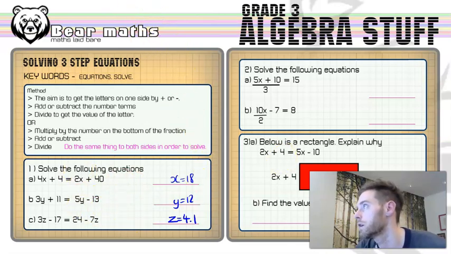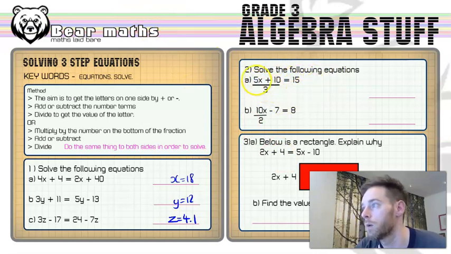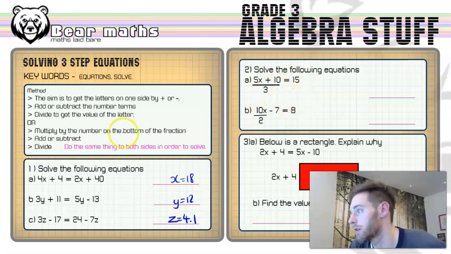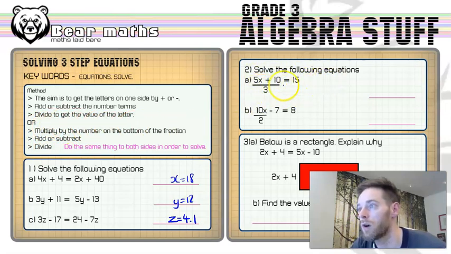Right, moving over to question 2. We've got to solve the following equations. We've got 5x plus 10 over 3. That means this whole expression here has been divided by 3 and it equals 15. Let's look at the second part of my method here, multiply by the number on the bottom of the fraction. So I'm going to do that to get rid of it, and I'm not going to write this whole thing out again. I'm just going to show you that this is what it turns into.